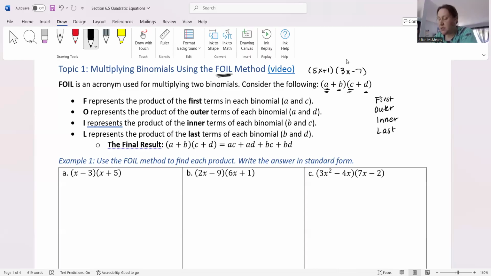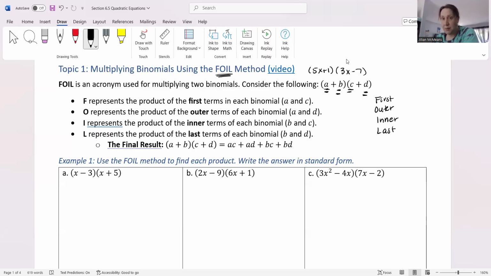And then L represents the product of the last terms in each binomial. So of the two binomials, which term comes second? For us, that would be B and D. So we would multiply B and D last. So you'd multiply the first terms first, the outer terms second, the inner terms third, and then the last terms fourth. And then if you need to, you would simplify at the end.